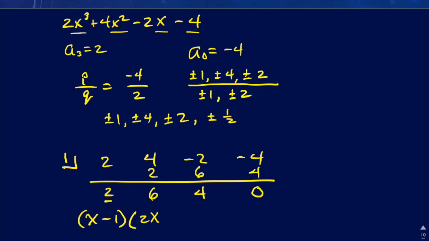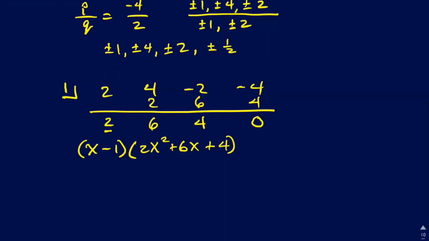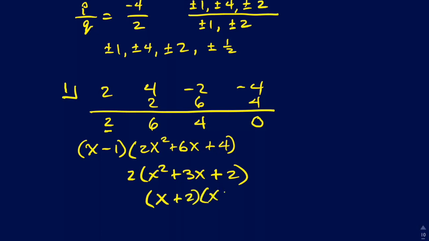x^2 + 6x + 4. And that actually looks pretty tempting because I can pull that 2 out. So let's just do that this way. 2 times x^2 + 3x + 2. And yeah, I think that looks factorable. So we can say (x + 2)(x + 1), and there we factored it.